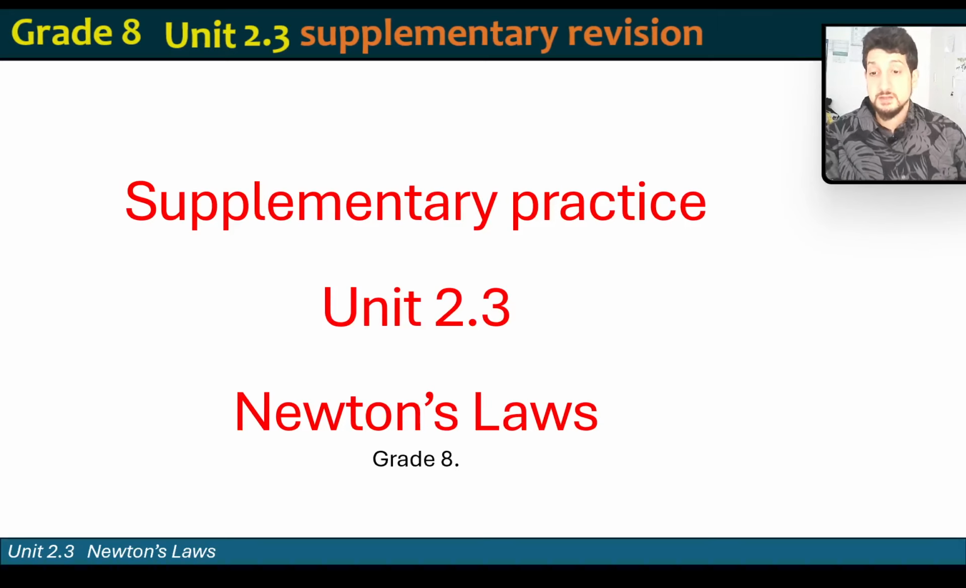Welcome back to another episode where we talk about supplementary practice for Unit 2.3 this time, Newton's laws. So hopefully by now you should know that there are three Newton's laws. The first one is called the law of inertia, which means that an object that is moving does not want to stop unless acted upon by an external force. An object that is stopping does not want to move unless acted upon by an external force. The second law is force equals mass times acceleration, or acceleration equals force over mass. And the third law is for every action, there's an equal and opposite reaction.